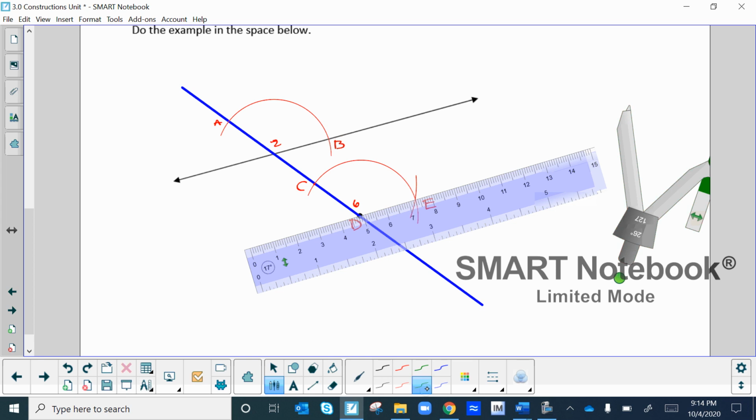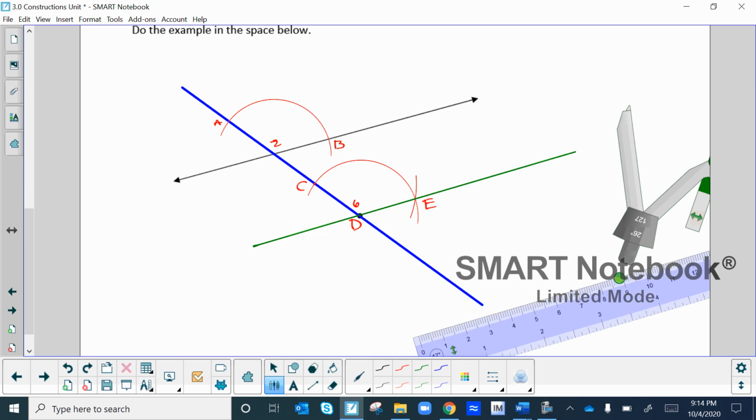So let me get a different color and make this line. So that green line should look parallel to this one. And again, all we did was copy the corresponding angle 2 to 6. Those two angles are in corresponding positions. And so you already learned that when corresponding angles are congruent, you create a set of parallel lines. If they're not congruent, then the lines are not parallel. So we're using that rule, okay?